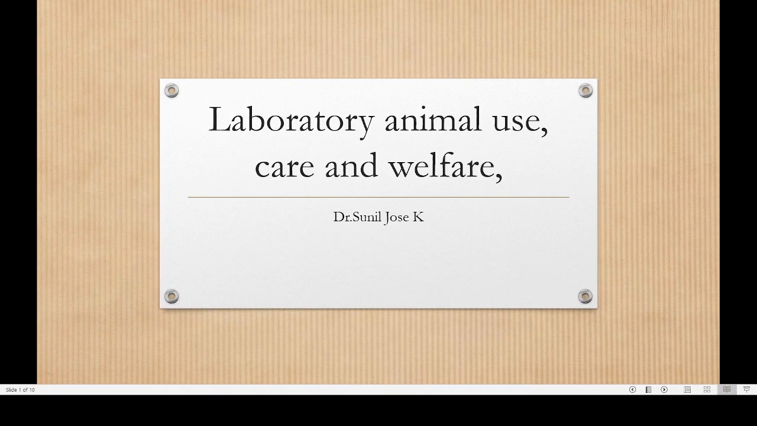We'll be discussing two aspects: how we are using animals in the laboratory, and what care and welfare we must give them. So that is the topic of our study.